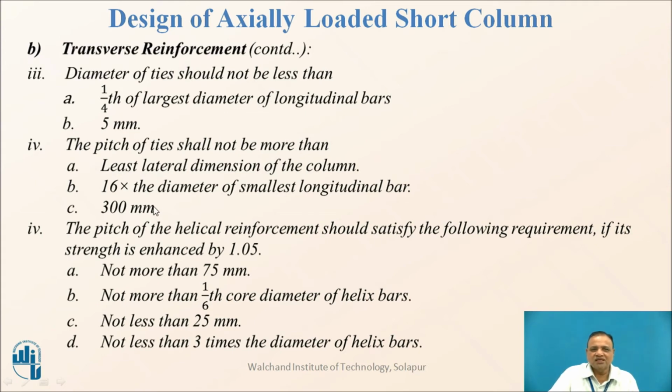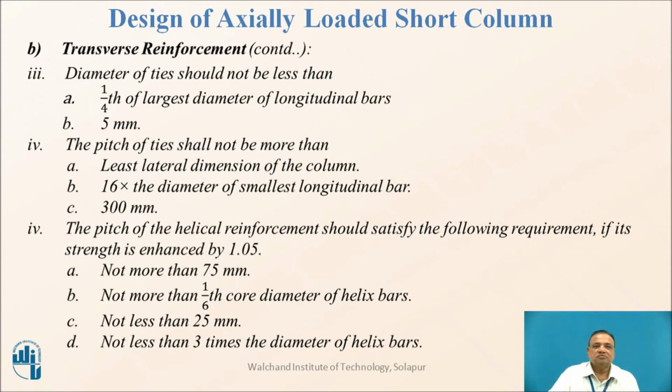So out of these three, whichever is less, that we should consider, because it should not be more than all these three. Therefore, whichever is minimum of the three, that we are supposed to provide for the distance between the two lateral ties. That we call the pitch of lateral ties or spacing of lateral ties.